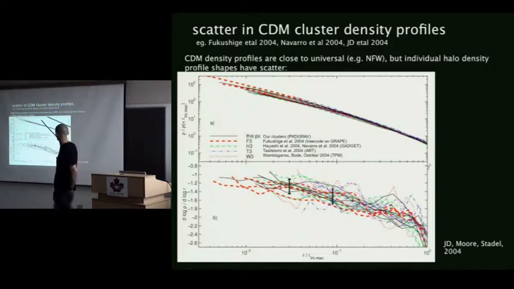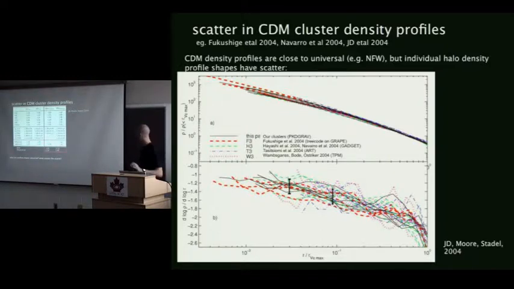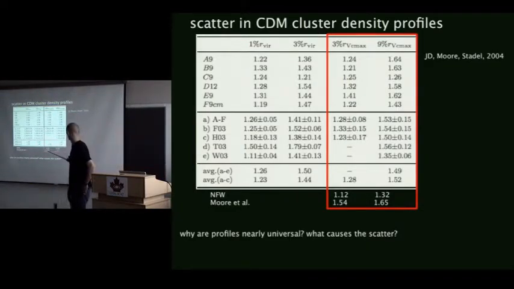When you plot the actual density profiles, you see significant scatter. So the black ones were my clusters, the black lines, and then I compiled other clusters from four other groups. The nice thing is they're scattered, but there's not much systematic difference from one group to the other. So they've used very different codes, very different methods to set up the initial conditions. That's pretty robust. Also in the density slopes, you see a scatter, but the different groups agree very well.